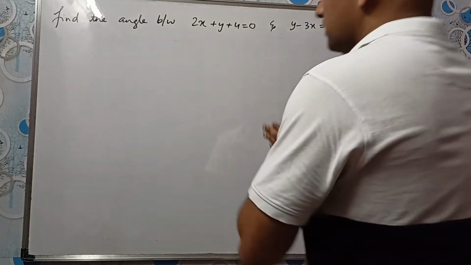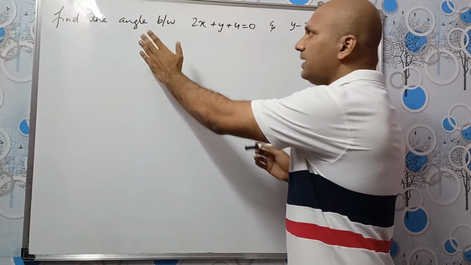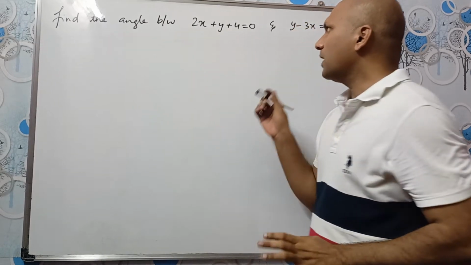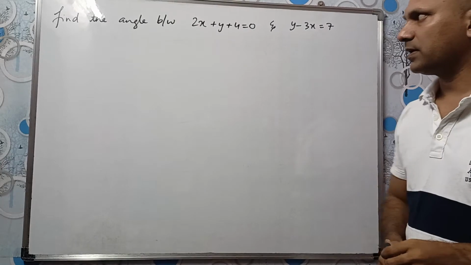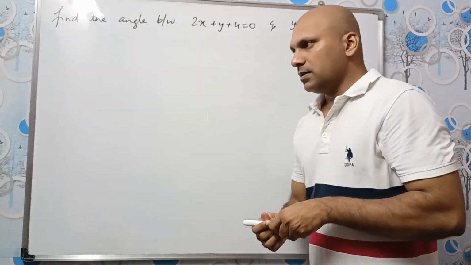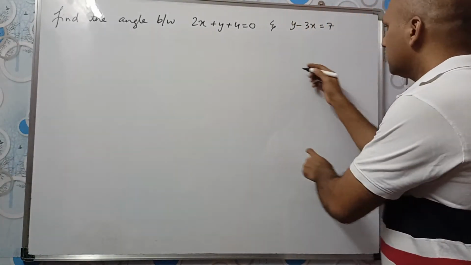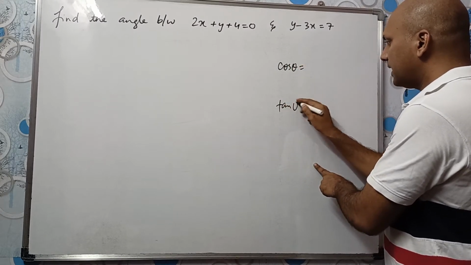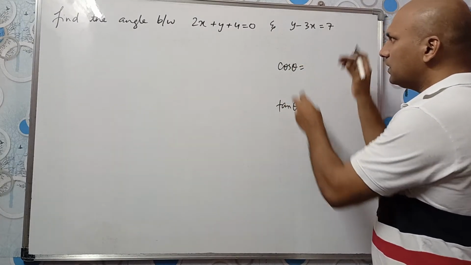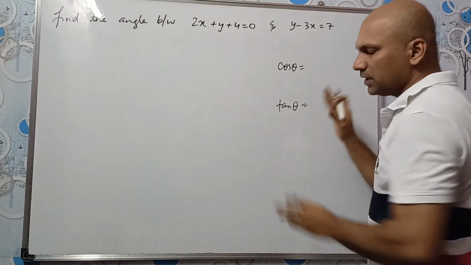We have this problem. Find the angle between 2x plus y plus 4 equal to 0 and y minus 3x is equal to 7. Just now we have learned two formulas, right? Cos theta and tan theta formula. Well, we will solve this problem in both the methods.